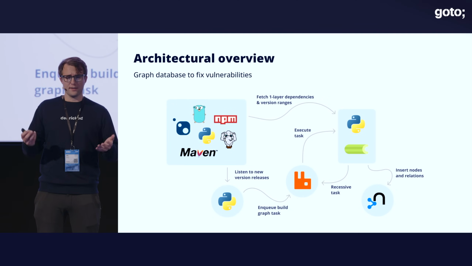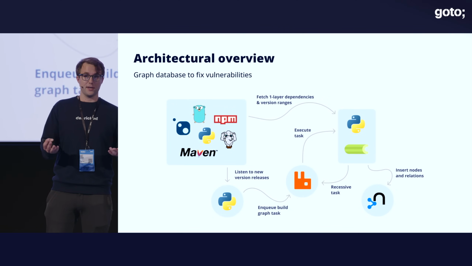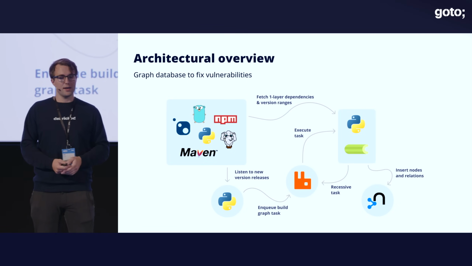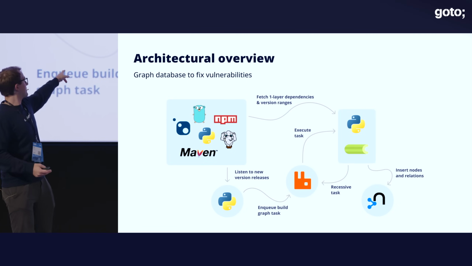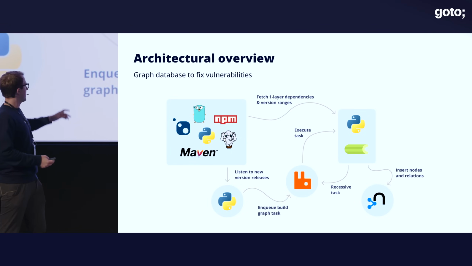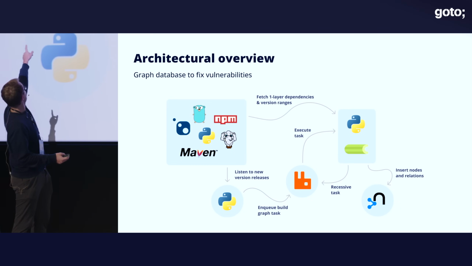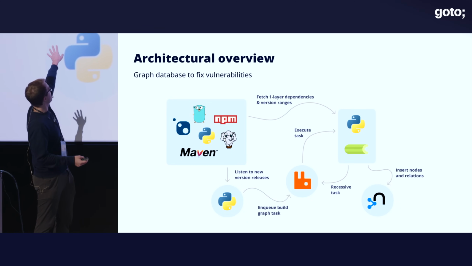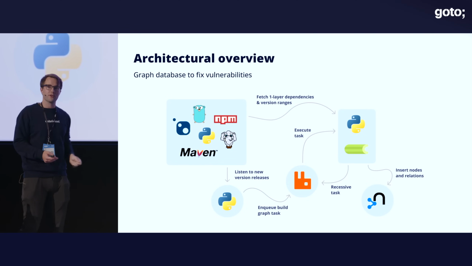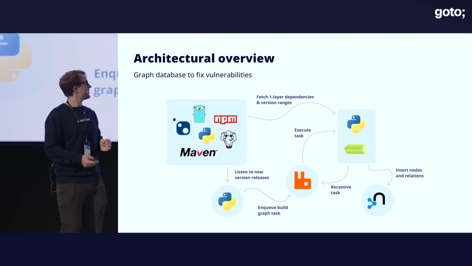And what we did is that we built a system based on a pub sub architecture. In the center here, we have RabbitMQ, which is a broker for event-driven systems. We have a small Python application that scrapes all the different package communities to see when they release new versions. And every time they release a new version, we input that particular package into the queue.